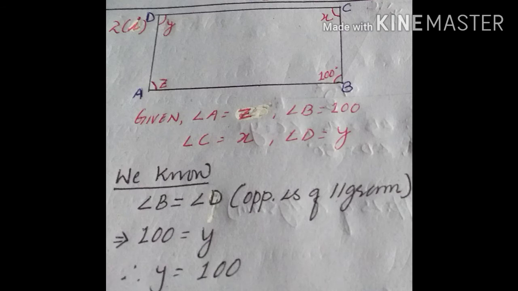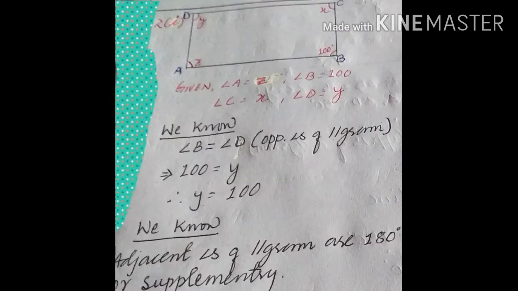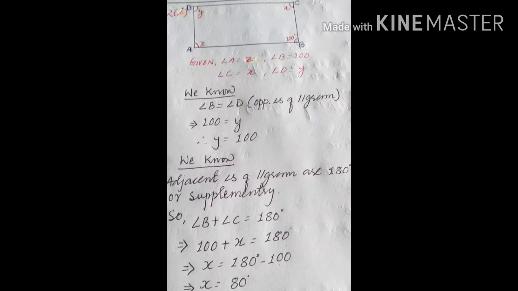Now again, the next step is to find the value of x. To find x, we already have B and C. We just read that adding B and C gives 180 degrees. We know the adjacent angles of a parallelogram are 180 degrees, that is, supplementary. So if you add angle B and angle C, you will get 180. In place of B we can write 100, plus x, since C is x, equals 180 degrees. So we transfer this 100, and we get x equals 180 minus 100. X equals 80 degrees.